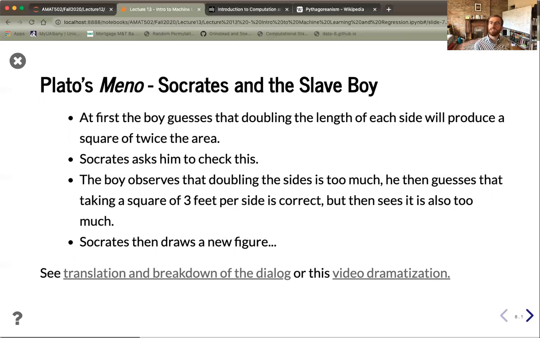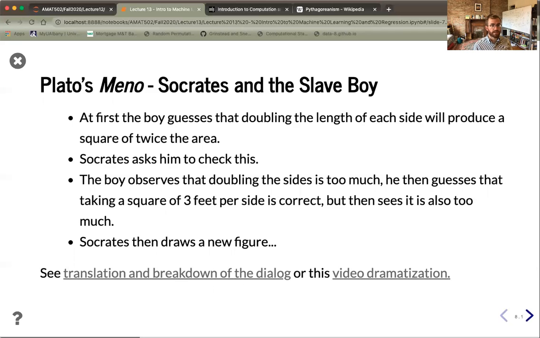So he proceeds in this sort of trial and error method. And he says, well, if I start with something that's 2 feet per side, maybe I should try 3 feet per side. And then again, he sees that this ends up being too much. Of course, we know the answer is 9 square feet there.